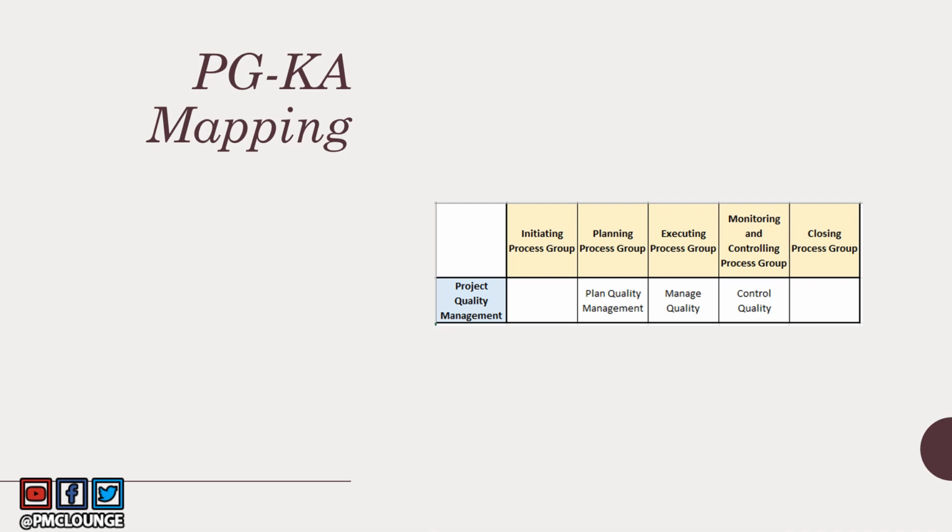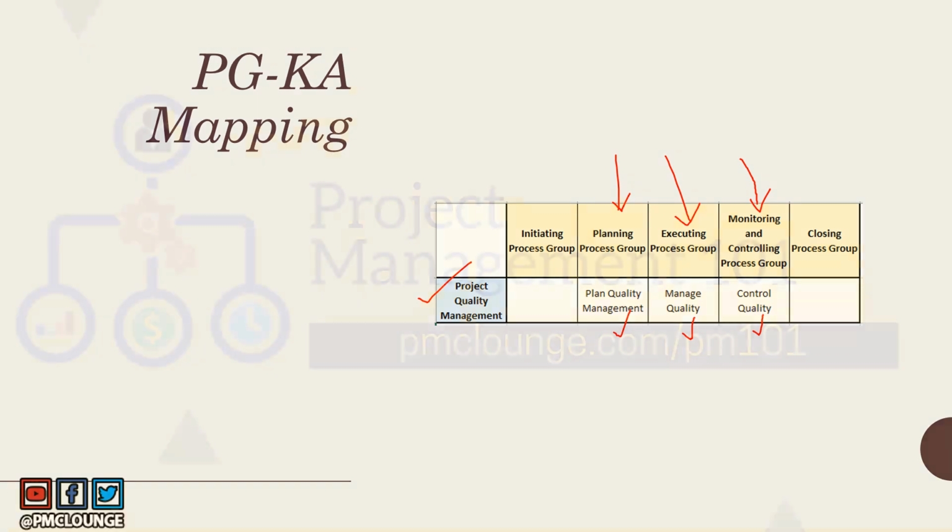So this is the PMBOK mapping. This is where the project quality management knowledge area lies, and it has three processes: one in planning, one in executing, and one in monitoring and controlling process group. Each: plan quality management, manage quality, and control quality. We'll take a quick look at all three processes in the next slides.